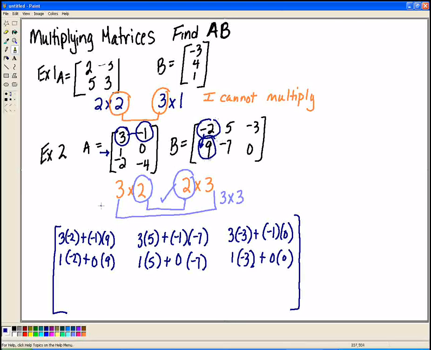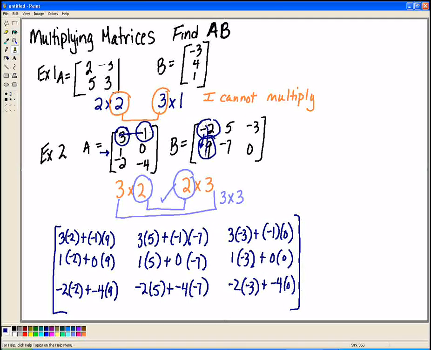And now I do the last row of A by every column in B. -2 times -2 plus -4 times 9. -2 times 5 plus -4 times -7. And then the last one, -2 times -3 plus -4 times 0. So now I've gone through the steps.